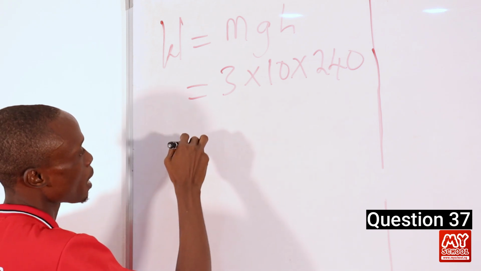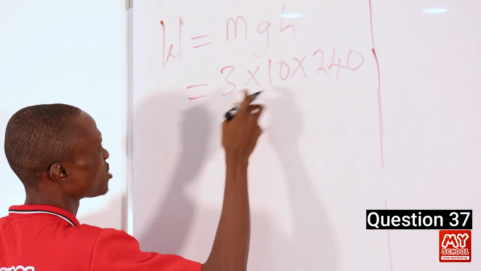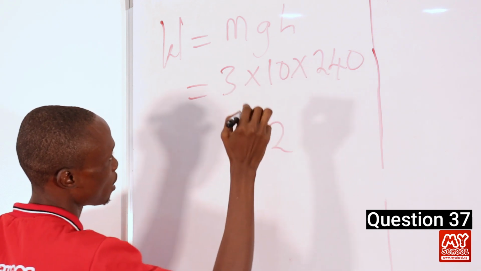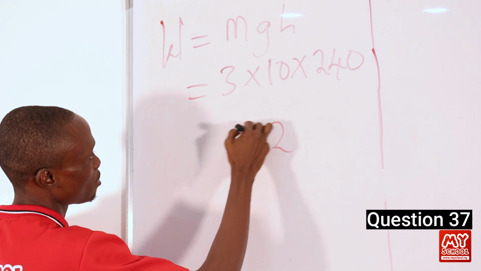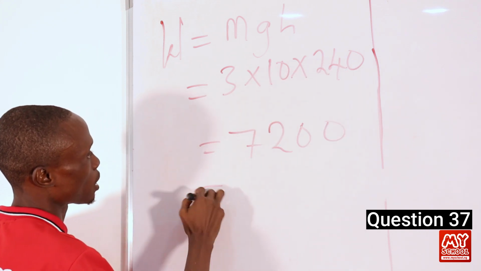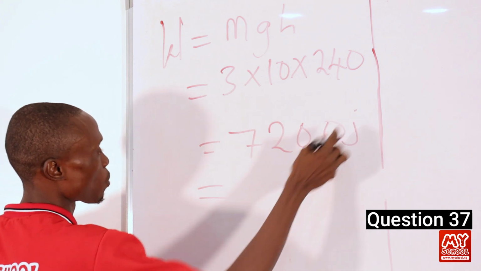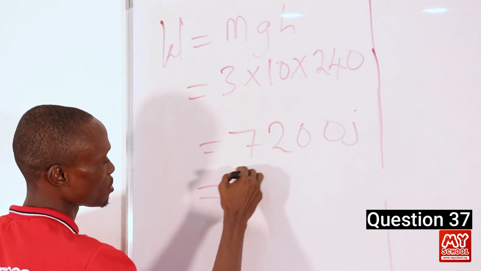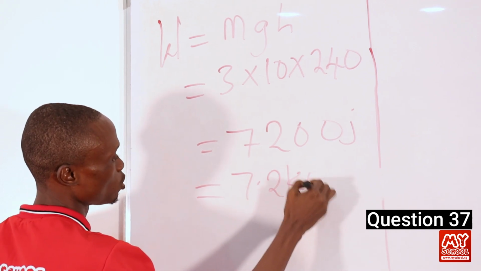If we multiply, 3 times this will give us 12, write down 2, carry 1, times this 7, then we have 2 zeros. This is in joules, but we can put it in kilojoules, and that will be divided by 1000. So in that case, we have 7.2 kilojoules.